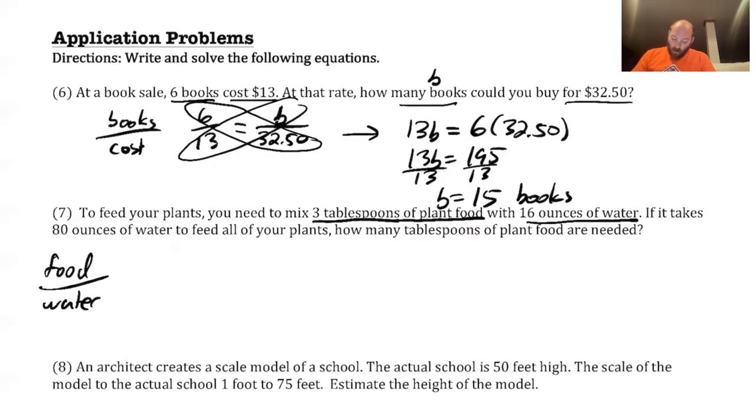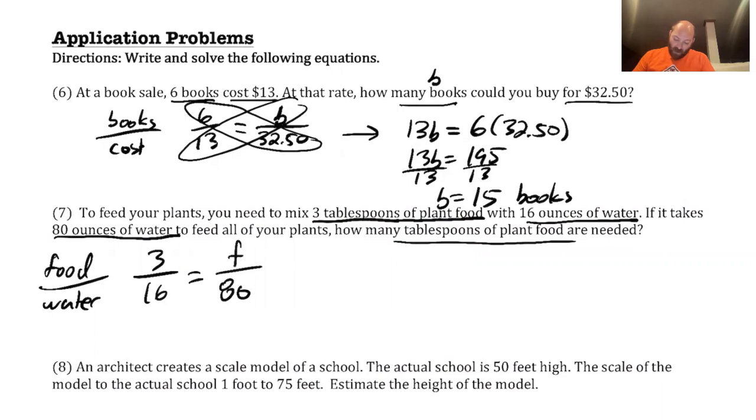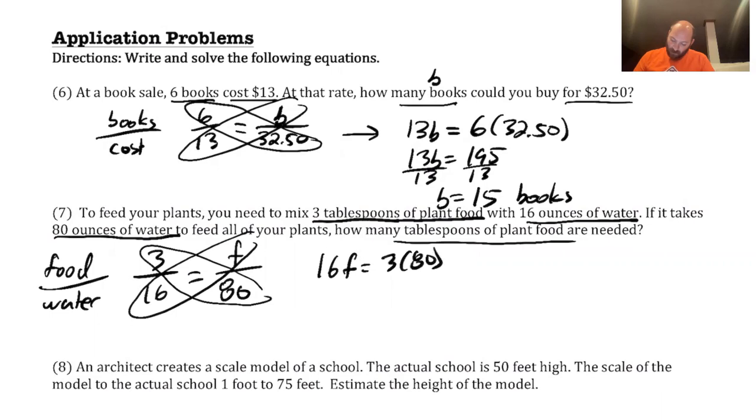So I'll do food over water. We get 3 tablespoons per 16 ounces of water. If it takes 80 ounces of water to feed all of your plants, how many tablespoons of plant food are needed? We'll call it F for food. Now let's do our cross multiplication. I'm going to have 16F equal to 3 times 80. So 16F is going to equal 240.